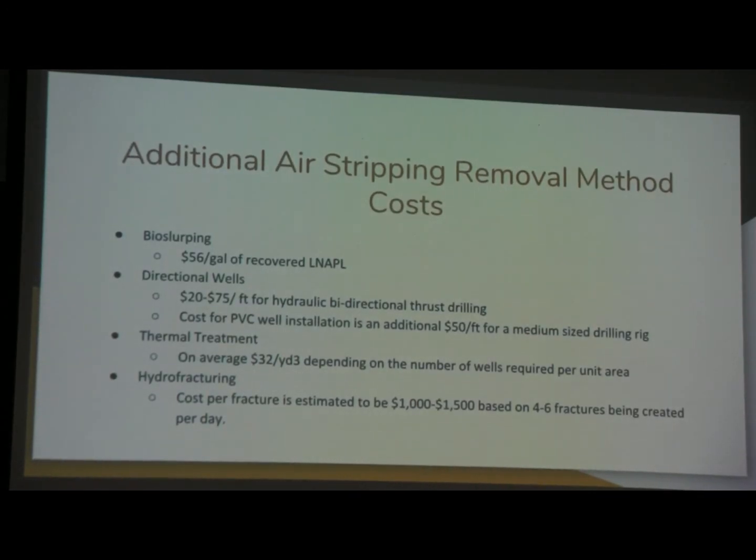And these are the other methods that we talked about. First, bioslurping is going to cost $56 per gallon of recovered LNAPL. Directional wells are going to range from $20 to $75 per foot for the hydraulic drilling. In addition to that, it's going to cost an additional $50 per foot for a medium-sized drilling rig for the PVC installation. Thermal treatment is going to cost $32 per cubic yard, depending on the number of wells required per unit area. And hydrofracturing is going to be between $1,000 and $1,500 based on the number of fractures created per day.